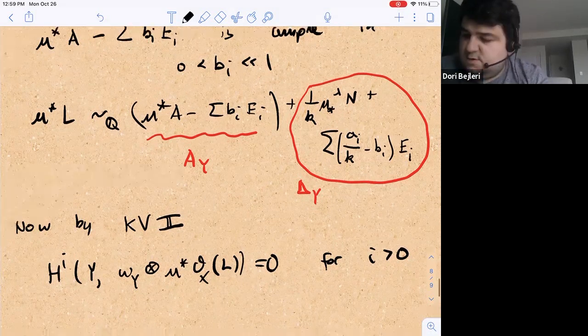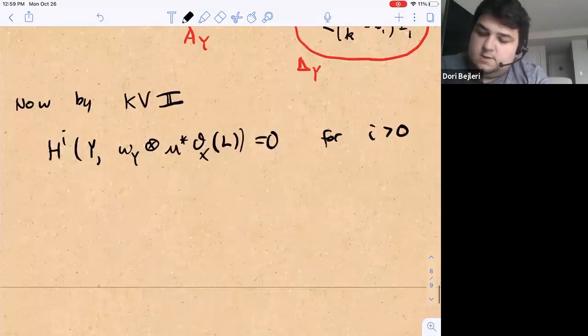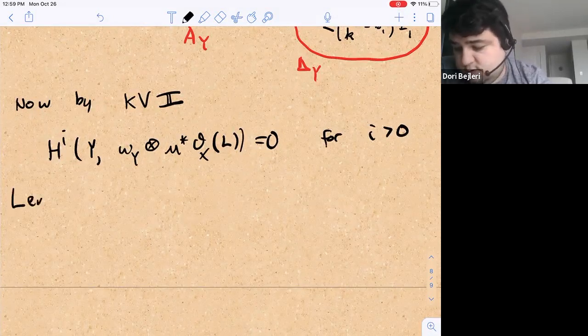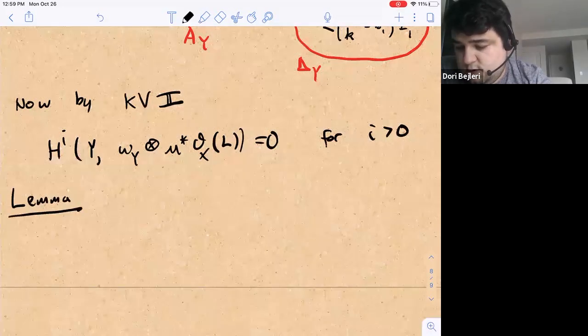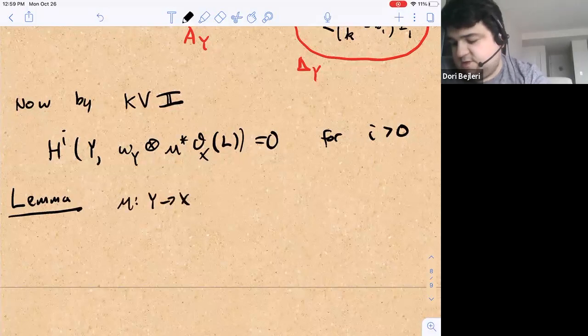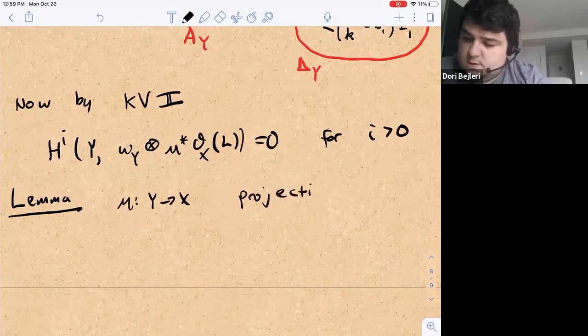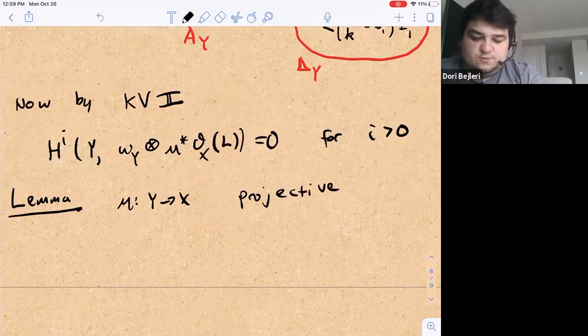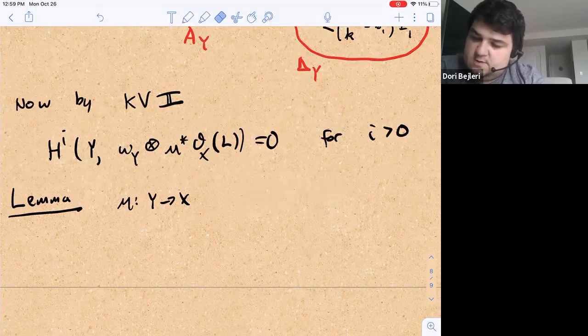Okay, so let me just start with a lemma. Let's say that mu from Y to X is projective, so of course we'll apply it to this resolution. And let's assume that each of the varieties are actually projective. So let's say mu is a birational map, or it doesn't have to be birational actually. So mu is a morphism between projective varieties, so it's automatically projective.